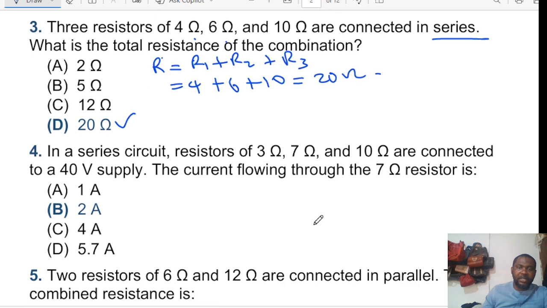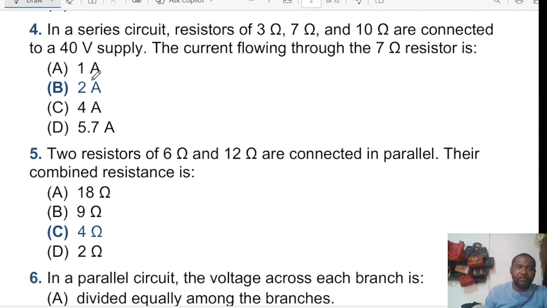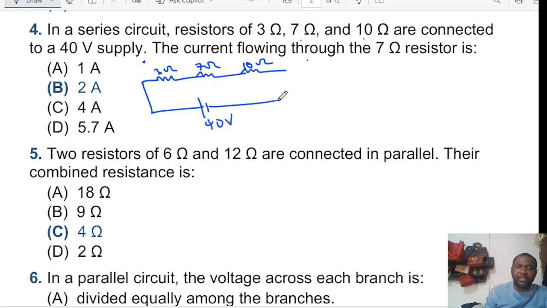Now that leads us to number 4. It says in a series circuit, resistors of 3 ohms, 7 ohms, and 10 ohms are connected to a 40 volt supply. The current flowing through the 7 ohm resistor is, now I want to represent this in a diagram. In this diagram we have 3 ohms, the next one 7 ohms, and the next one 10 ohms, and the 3 of them are connected in series to a 40 volt supply, and you can have an ammeter here to measure the current.